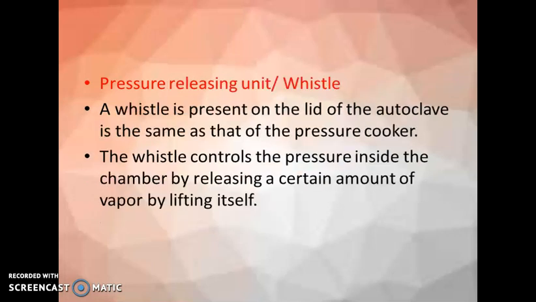Next is the pressure releasing unit or whistle, which is similar to that in the small pressure cooker which we use in the kitchen. A whistle is present on the lid of the autoclave, the same as in a pressure cooker. The whistle controls the pressure inside the chamber by releasing an amount of vapor by lifting itself. So this whistle controls the pressure inside the chamber.